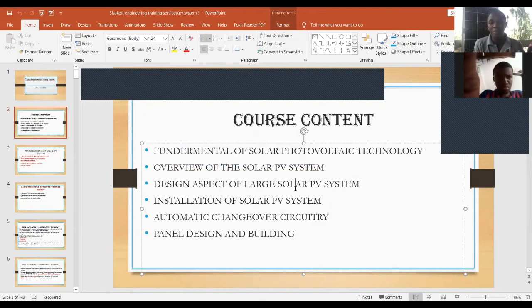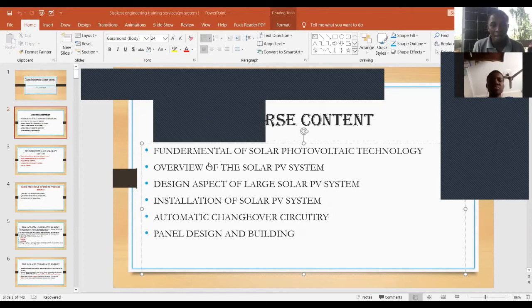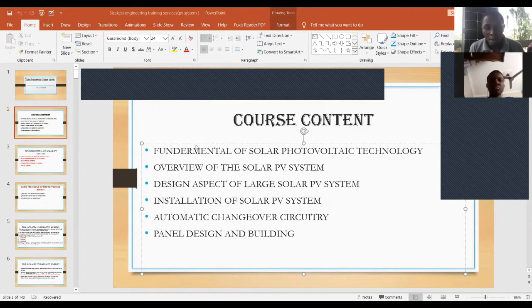What is fundamentals? We just want to look at everything about the technology around what is a solar PV system. Overview of a PV system, we'll be looking at what are the components involved in the PV systems. Number 3, we'll be looking at how you can design a PV system for anybody along your area. And we'll be looking at how to install a solar PV system, the automatic changeover circuit, how can you design one, how can you build one. That's what we'll be doing. Everything here will be done practically, everything working practically.